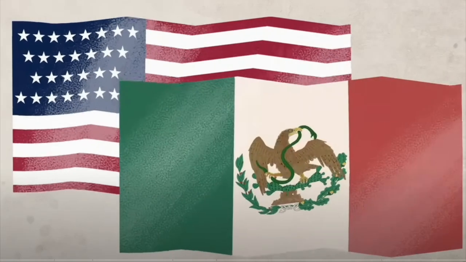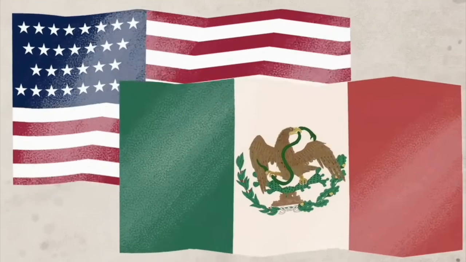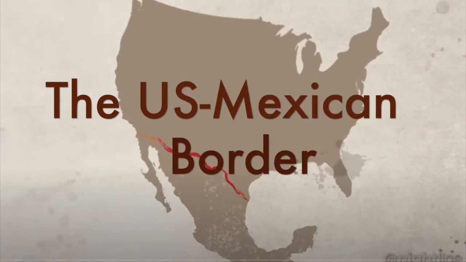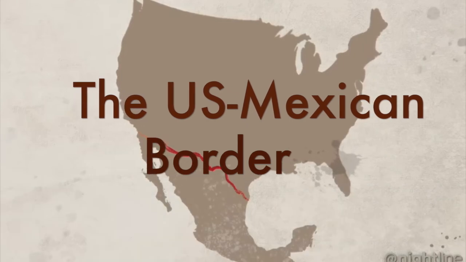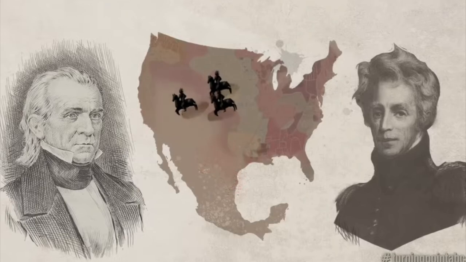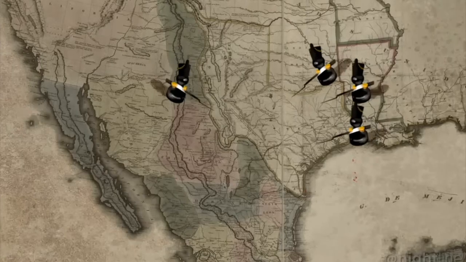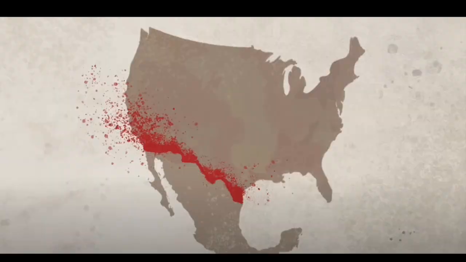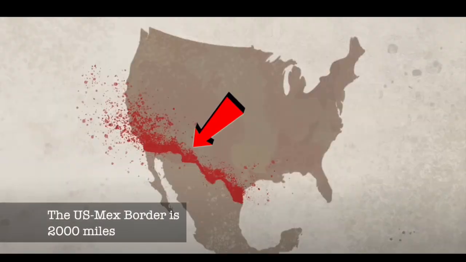Today we're diving into one of the most important and in some ways unusual international boundaries in the world, the nearly 2,000-mile border between the United States and Mexico. This boundary isn't just a line on a map, it's the result of centuries of conflict and at times, bloody battles. Stretching from the northernmost part of Latin America, it's one of the longest borders on Earth.